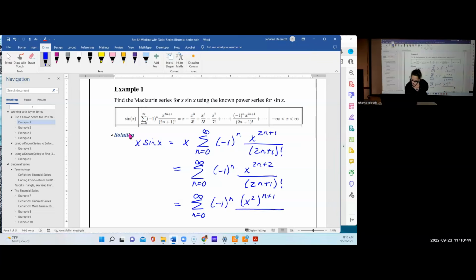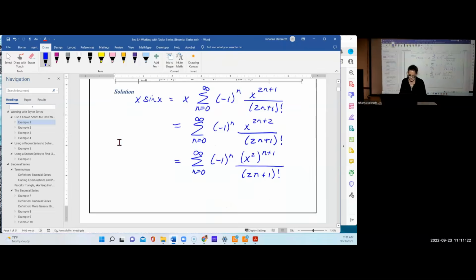And that is to factor the 2 out of the 2n plus 2 and to think of it as x squared quantity to the n plus 1 power. Remember that when you have one base that has 2 powers on it, you multiply the powers. So this would generate 2n plus 2 again, right? And that's it. There's nothing more to doing this. It's really relatively straightforward. You're simply finding a new Maclaurin series for x sine x using the known Maclaurin series for sine of x by multiplying by x. That's it. And your interval of convergence is going to be the same.